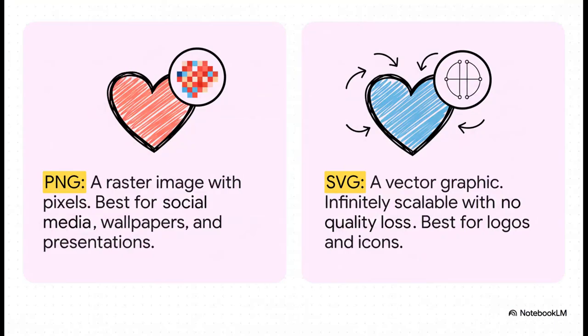So you'll see two options for downloading an image, PNG and SVG. Which one should you pick? It's actually pretty simple. Think of a PNG as a photograph. It's made of pixels, so it's perfect for things with a fixed size, like a social media post. An SVG, on the other hand, is based on math. It's a vector file, which means you can scale it to any size, from a tiny icon to a huge billboard, and it will never lose quality.